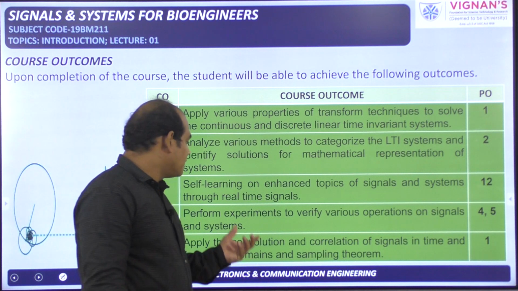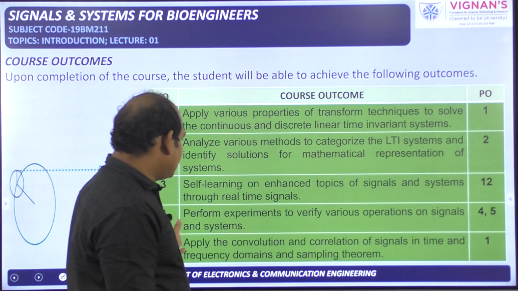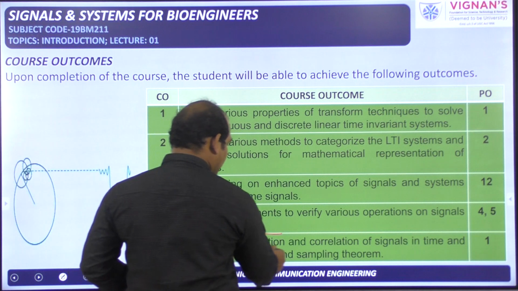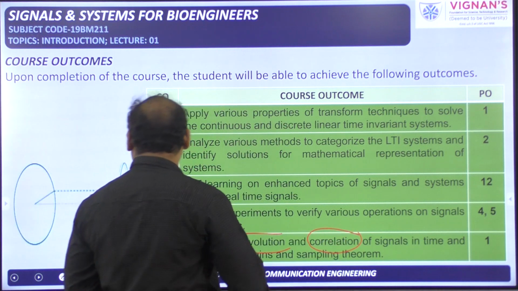Using that, we will perform experiments on signals and systems. And here I already told you about convolution and correlation. About this one also we will see. Okay, so this is about the course outcomes.